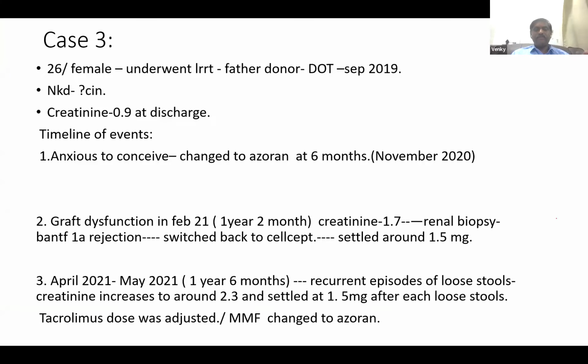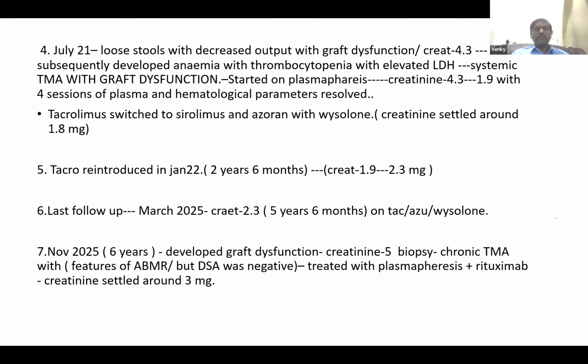And at 1 year 6 months, this is important, she had a recurrent episode of loose stools. Following these loose stools, in July 2021, she had graft dysfunction with peripheral hemolysis. She was started on empirical plasmapheresis with plasma, and the hematological parameters resolved, but renal function settled after going up to 4.3 and coming down to 1.9. At this time, tacrolimus was switched to sirolimus and azathioprine with prednisolone. The creatinine was maintained at 1.8. Tacrolimus was also contributing to TMA, so we stopped it. Tacrolimus was reintroduced 6 months later, and she maintained good graft function till 6 years post-transplant.